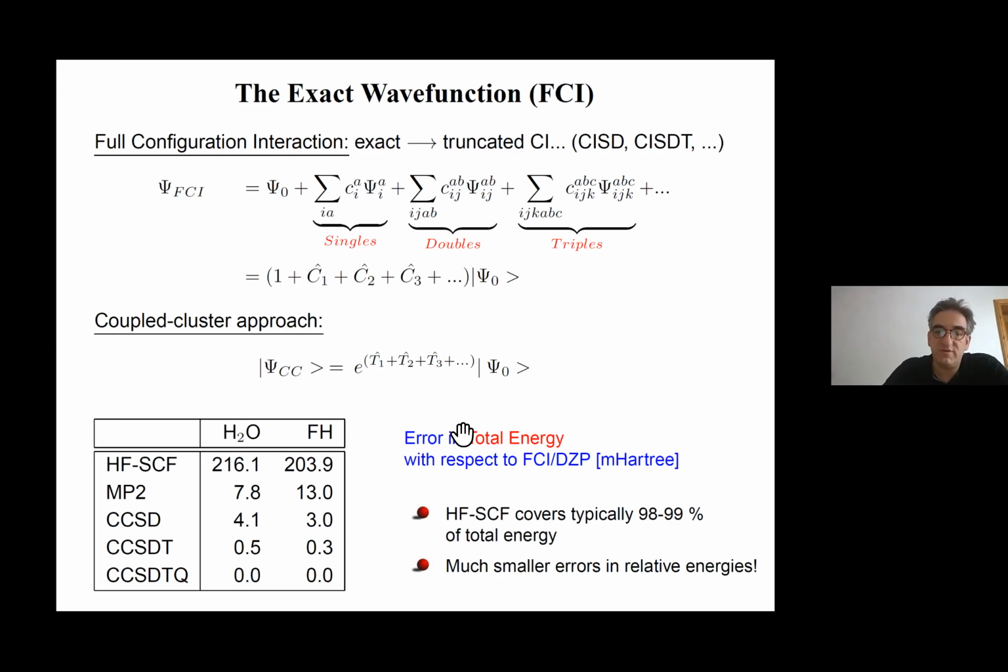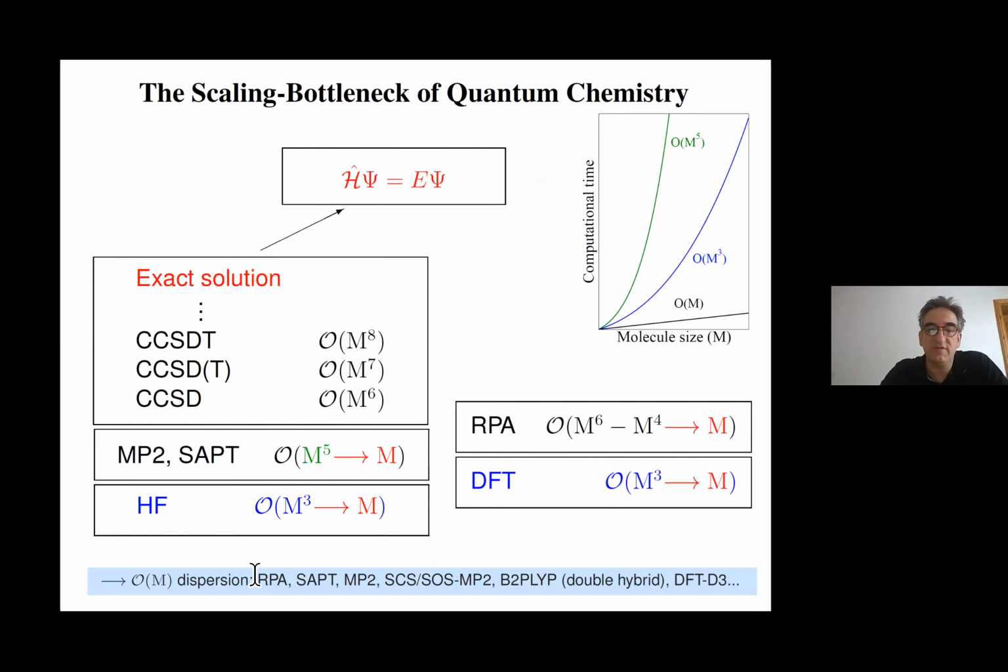So just to illustrate the accuracy here, the error in the total energy with respect to the exact solution for water and a hydrogen fluoride molecule: you see Hartree-Fock has an error of about 200 millihartree. Perturbation theory, second order perturbation theory, has about 10 millihartree. Coupled cluster, singles, doubles, triples, quadruples converges very quickly to the exact result. So one can really describe the exact solution. The problem, of course, is that the computation effort increases very dramatically.